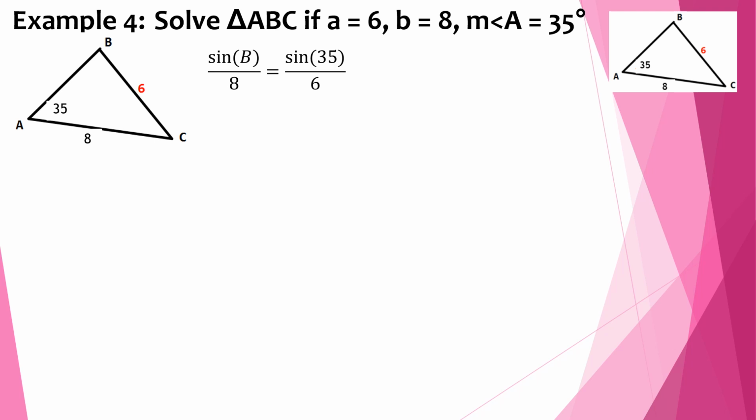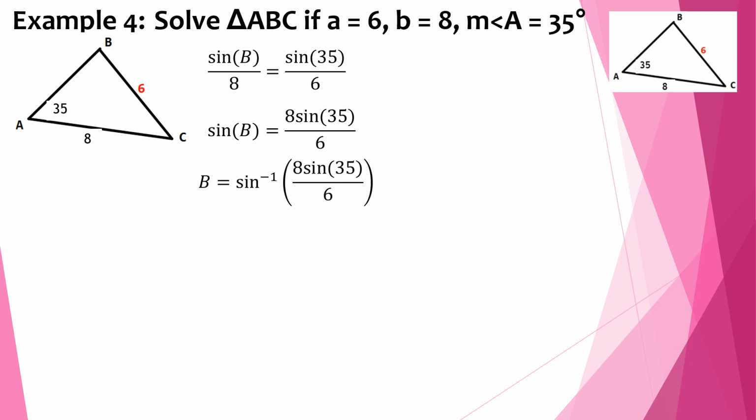So sine of B over 8 is sine of angle A, or 35 over 6. Cross multiply to isolate sine of B. And then in your calculator, you're going to do sine inverse of the ratio 8 sine of 35 over 6. Once you type that in your calculator, you'll get a value of 49.9 degrees for the measure of angle B.